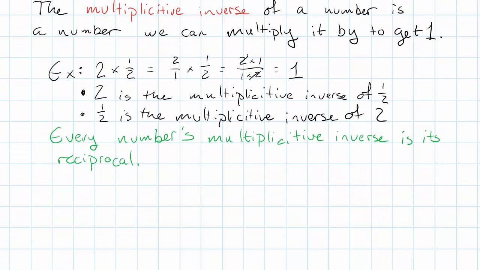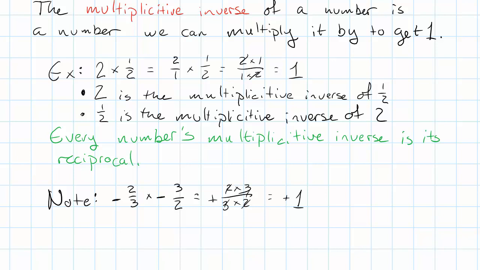Oh, note! If we take negative 2/3 times negative 3/2, that'll be positive 2 times 3 over 3 times 2. So that'll be positive 1. This goes some distance to explaining why the reciprocal of a negative number had to be negative.